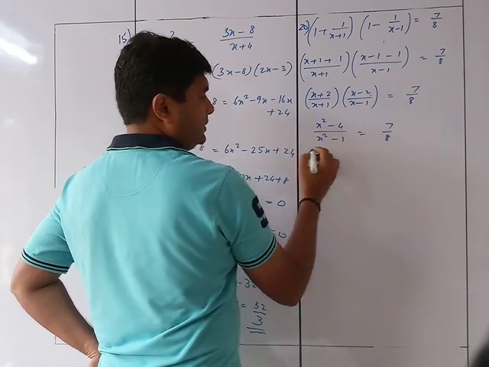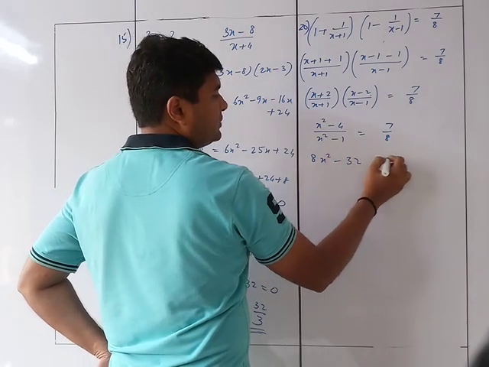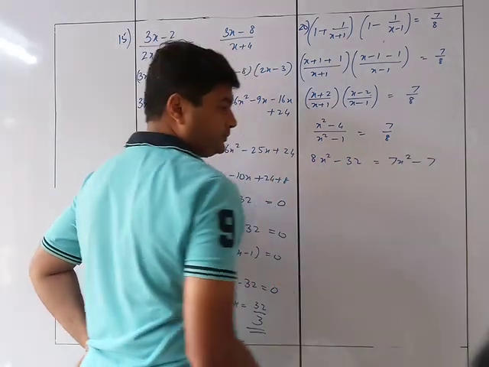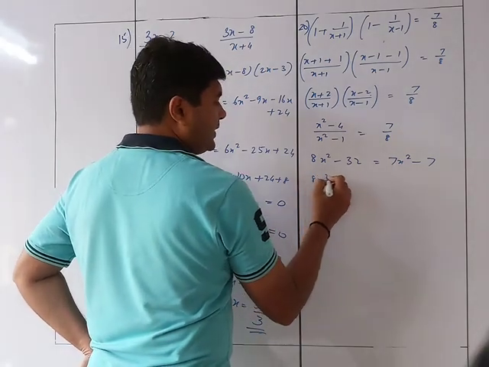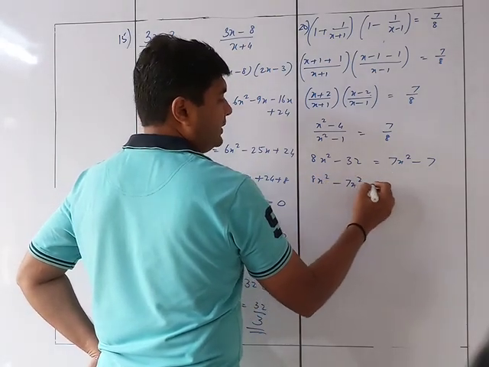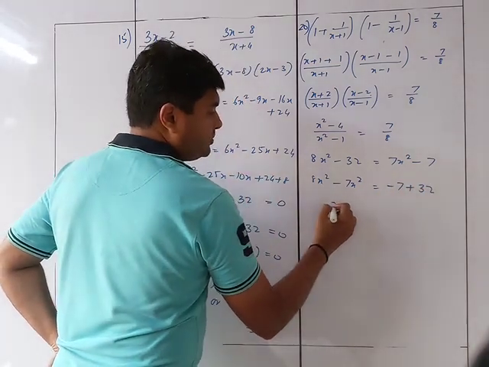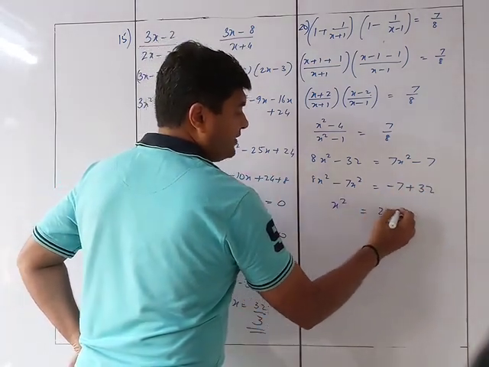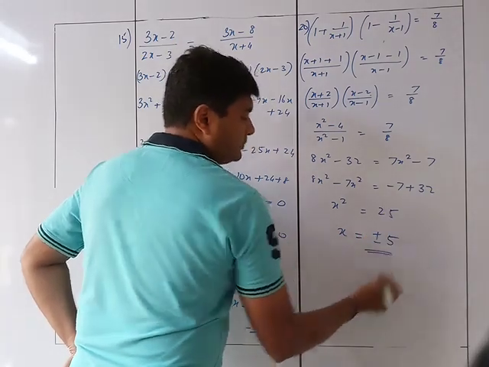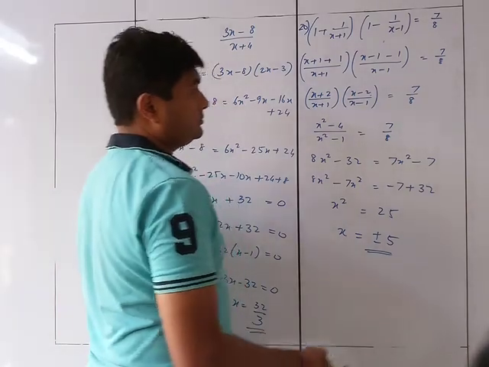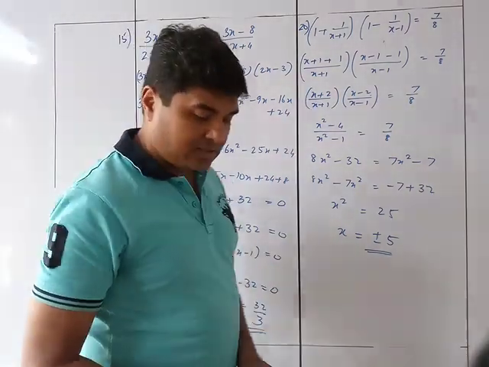Cross multiplying, you get 8x square minus 32 is equal to 7x square minus 7. Bringing on this side and this side, so it will be 8x square minus 7x square is equal to minus 7 plus 32. So that gives me x square is equal to 25. So x is equal to plus or minus 5. So that's a simple thing. Okay, it looked difficult, but the answer came out to be quite simple.